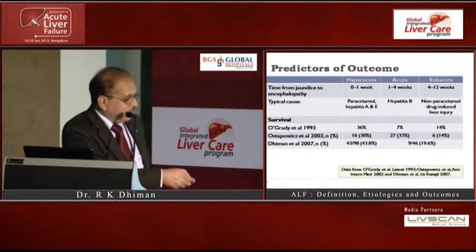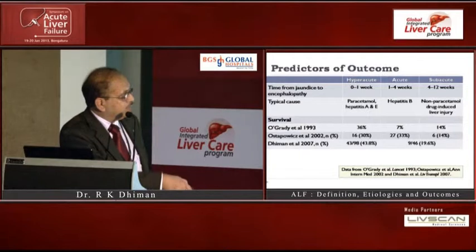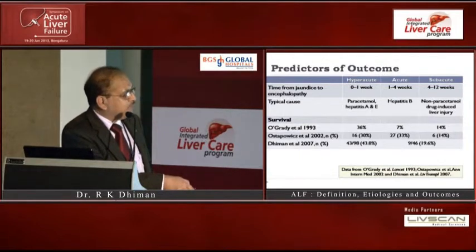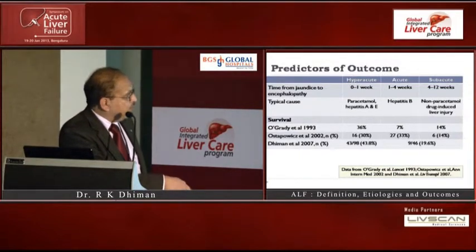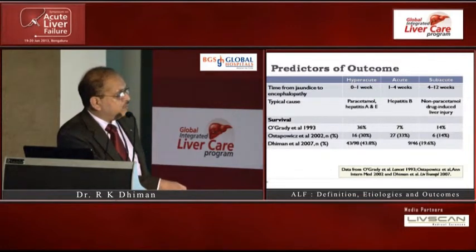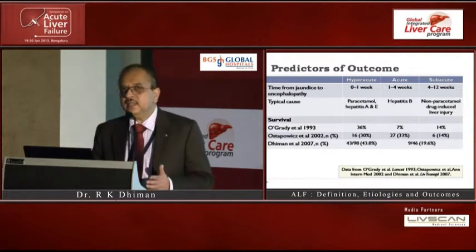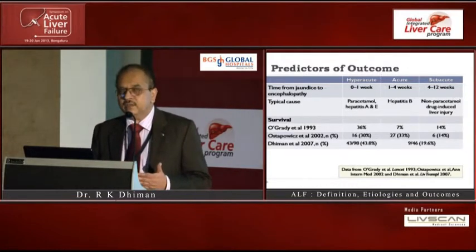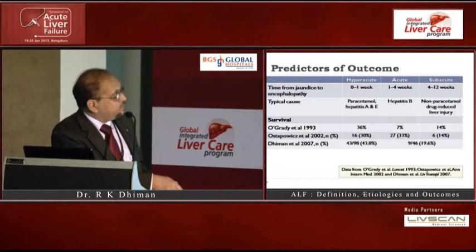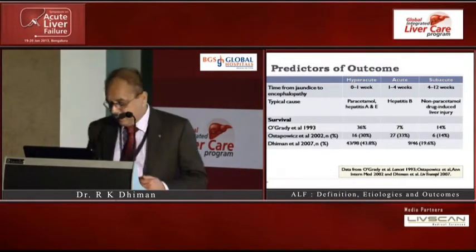I've already dwelled upon it, that hyperacute cases have a better chance of survival. They said that it is because of paracetamol. Our population was 90% viral hepatitis, and we found that this phenomenon also exists in patients with ALF due to viral hepatitis. Survival is better with the hyperacute as compared to the subacute or acute presentation.